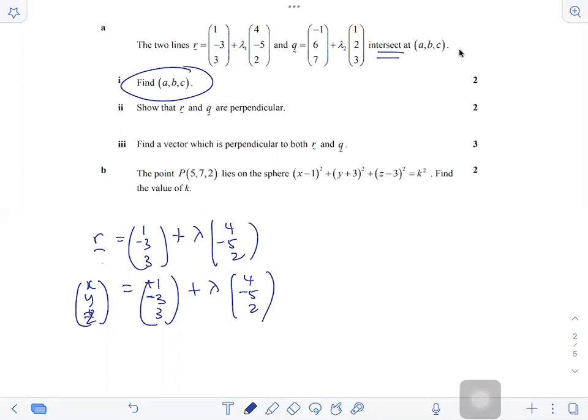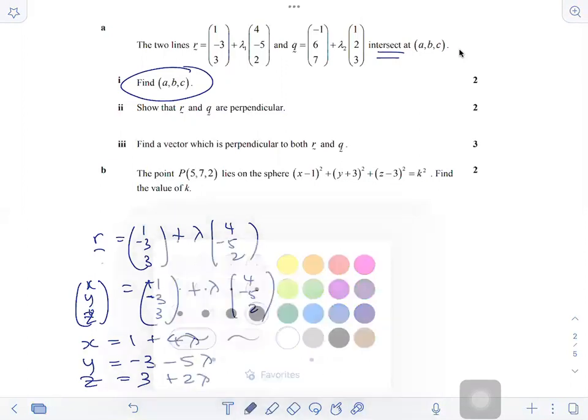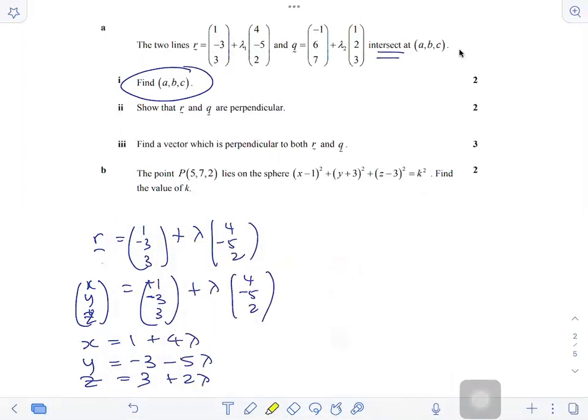So basically, if you put this into parametric form, x will be 1 plus 4 lambda, y will be -3 minus 5 lambda, and z will be 3 plus 2 lambda. So that means the x value can be written in that form, the y value in the other form, and the z value in the other form.